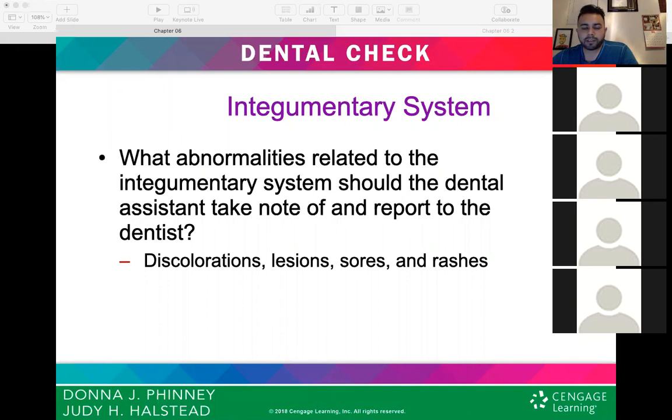Any type of lesions or sores, we would want to take note, not only because sometimes it can be contagious, but just because if people have a cold sore or some type of lesion on their mouth, it can be painful if we're in there messing around with it. So we have to be careful. So we would want to let the doctor know, hey, so-and-so has a cold sore on their lip, or they had a cut on their lip, try to be careful. And then rashes, the same reason. So good, very good.